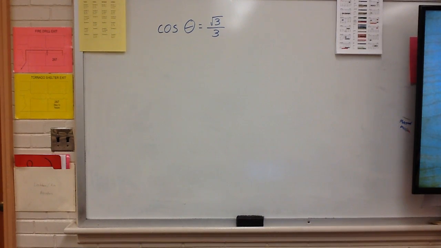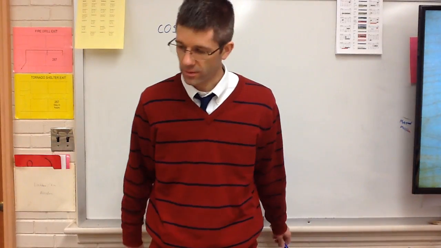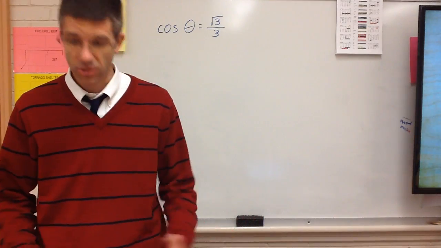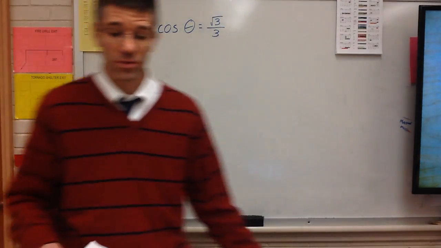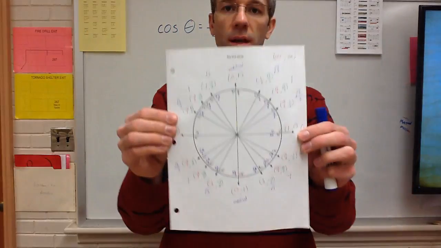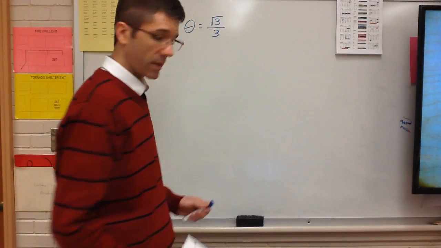What do you do when you're trying to solve an equation like this and it's not on the unit circle? Well, first of all, let me just prove to you it's not on the unit circle. You look at your unit circle, and you're looking for everywhere that cosine is the square root of 3 over 3. And you can look all day and all night and you will not find it. It's not on there. So here's what we need to do.